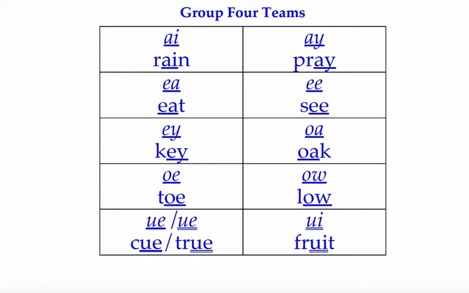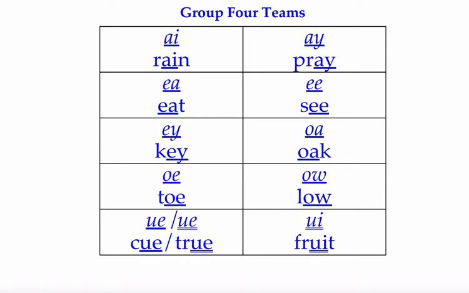As an example, we have two teams that represent the long A sound, AI as in rain, and AY as in pray. Normally, if you have the long A sound at the end of a word, you will use the AY team, whereas within the word you would tend to use the AI team to represent the long A sound.